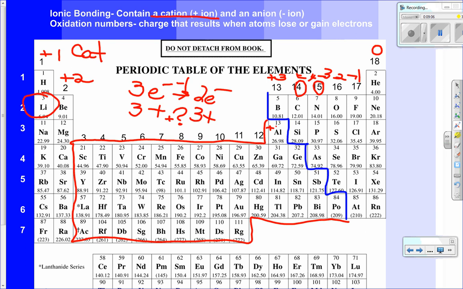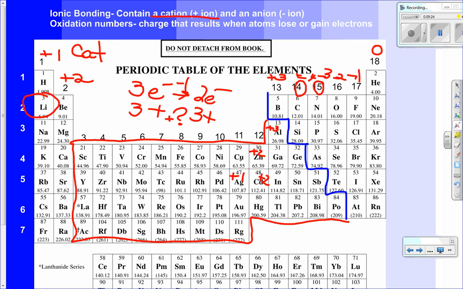Now there are a few tiny little exceptions in that aluminum does not. It is always a +3. Zinc is always a +2. And silver is always a +1 when it bonds. And cadmium we'll also see as a +2. So these guys don't have this positive question mark. They have set oxidation numbers.